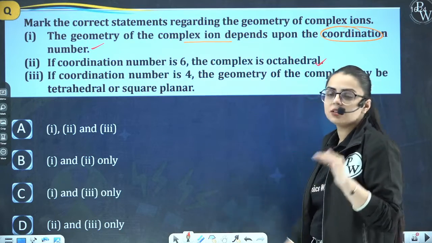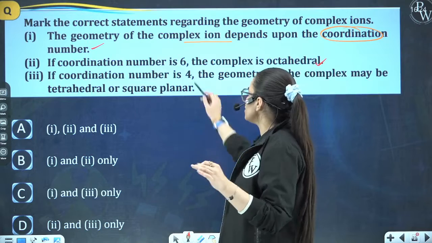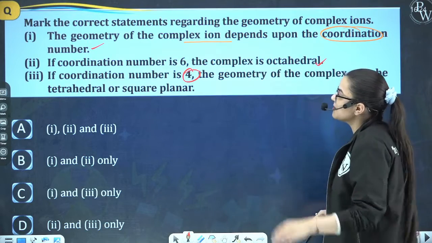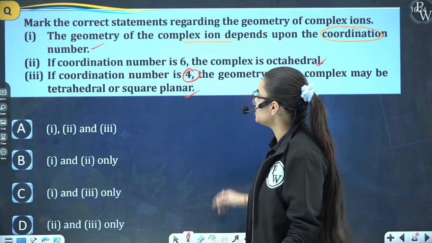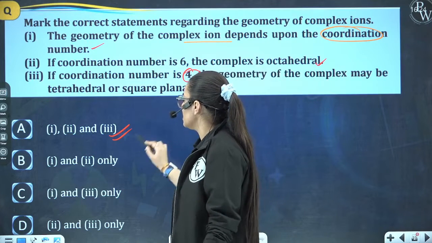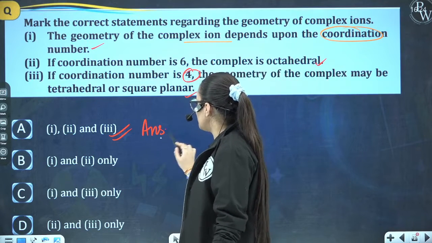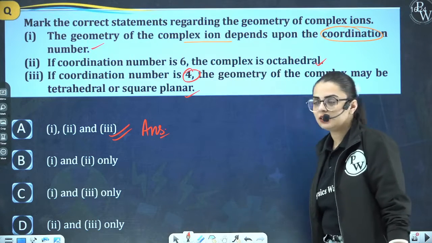Now if I read the third statement over here, if the coordination number is 4, the geometry of the complex may be tetrahedral or square planar. Again, this is the correct statement. That means first, second and third are correct. That means option A shall be our correct answer. Is it clear? Great, students.